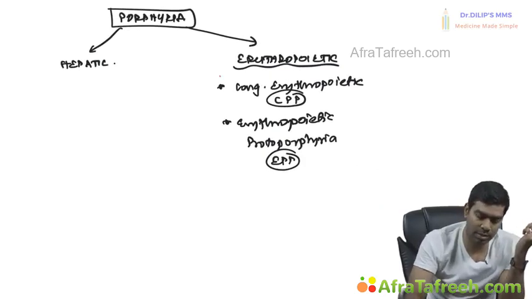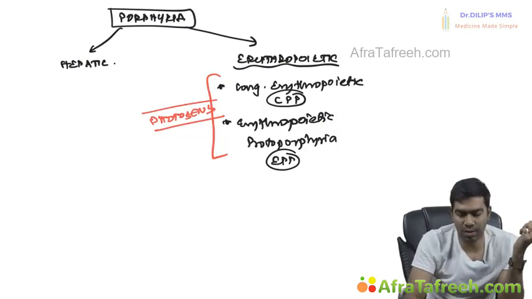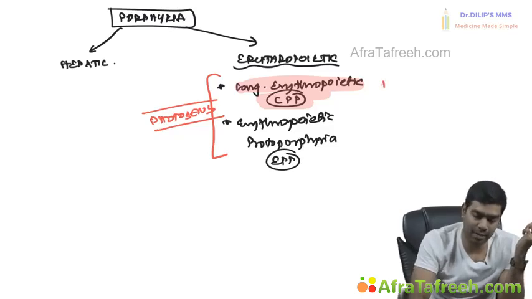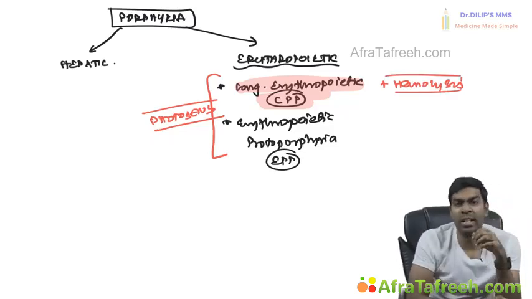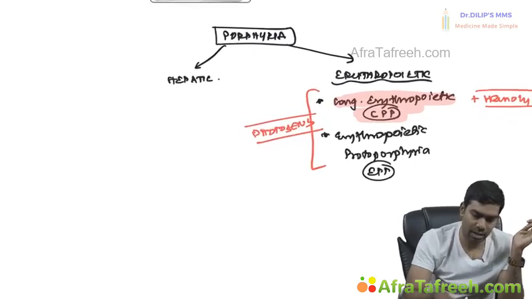Both of these definitely will produce photosensitivity. There is no doubt about that. Both these porphyrias will have photosensitivity, but congenital erythropoietic porphyria is the one that is going to have additional hemolysis. Photosensitivity along with additional significant hemolysis you will get only in congenital erythropoietic porphyria. So only in this condition you are going to get additional significant hemolysis.